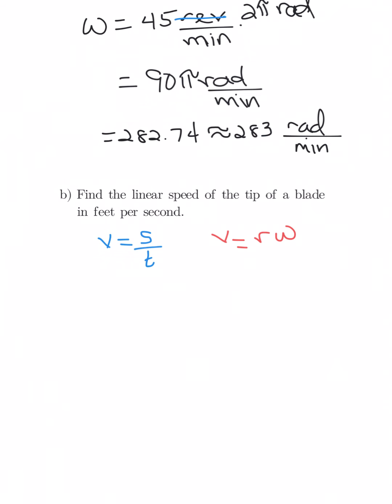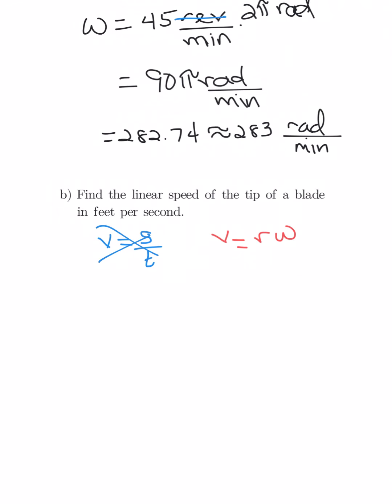In order to use V equals S over T, you must know something about arc length. Nowhere in the setup of our problem do they tell us anything about arc length. So this formula is out.